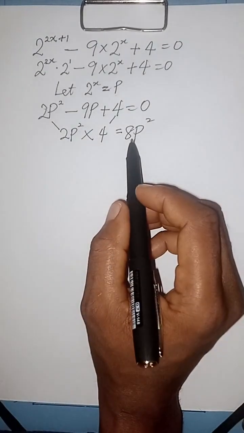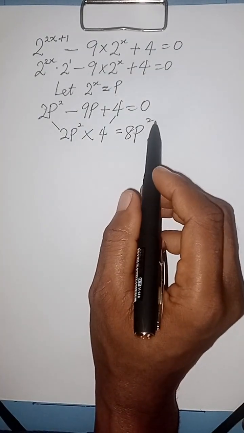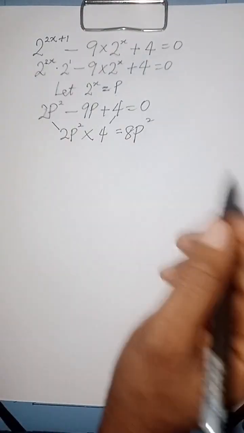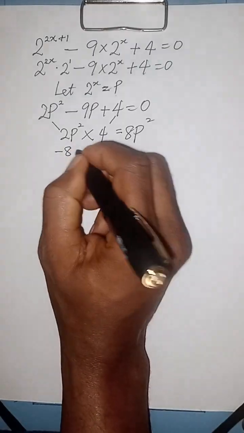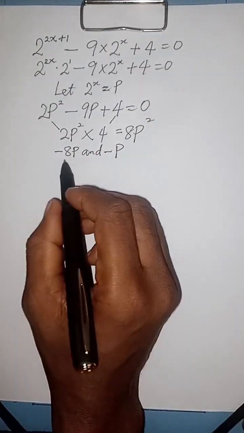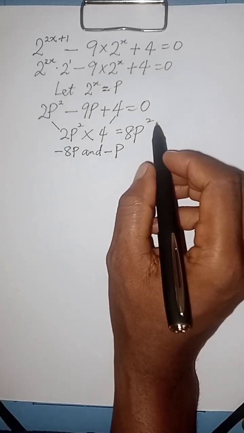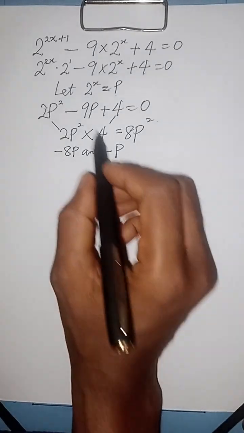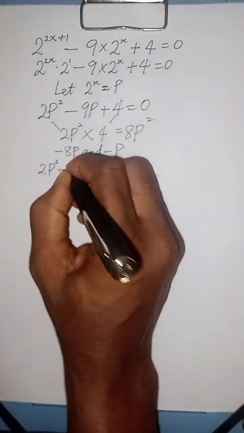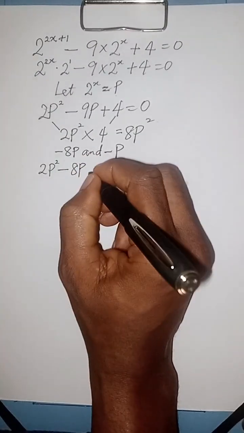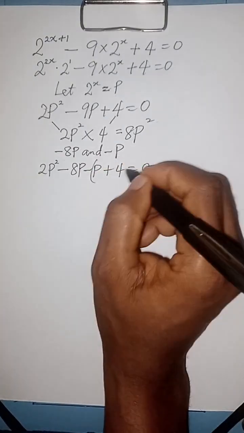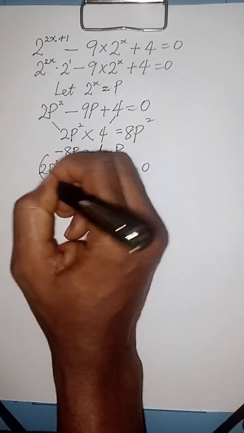Now look for two terms. When you multiply them, you get 8p squared. And when you add them, you get minus 9p. The two terms are minus 8p and minus p. If I multiply these two, I'll get 8p squared. If I add them together, I'll get minus 9p. So I'm going to replace what I have there with minus 8p minus p, then plus 4 equal to 0. So this will be factorized and this will be factorized.